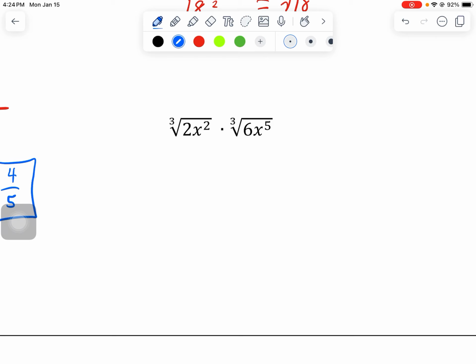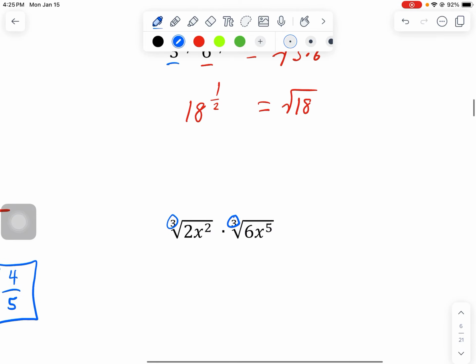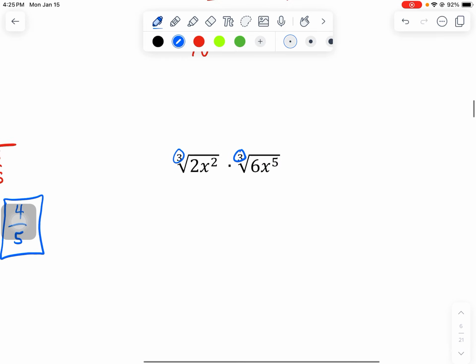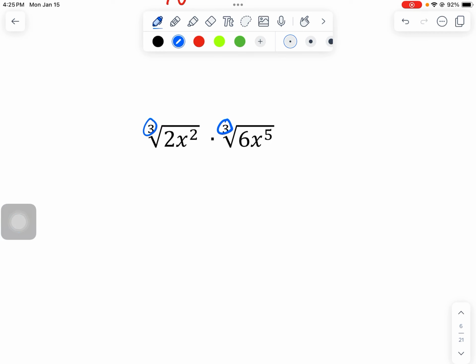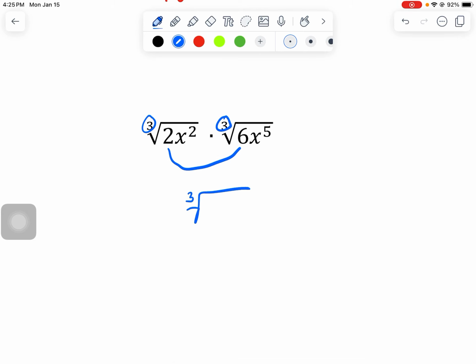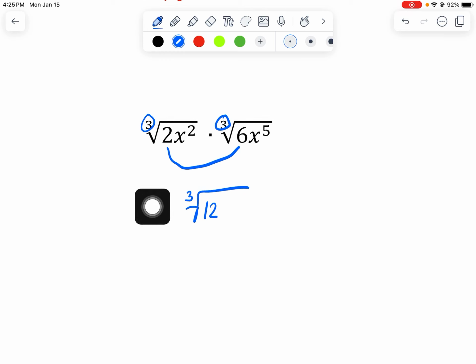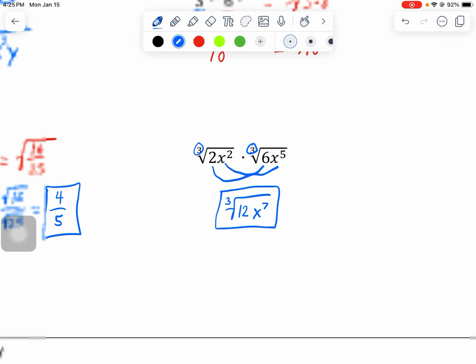This one we are multiplying. Note we have the same index. You have to have the same index in order to multiply, similarly to how in the problem above we needed to have the same exponent. So now we can just multiply the like terms together. Our answer is going to be the cubed root. That part stays the same. 2 times 6 is 12. And then we would do x squared, x to the 5th. Since we're multiplying, we can get x to the 7th. So this would be our answer here.